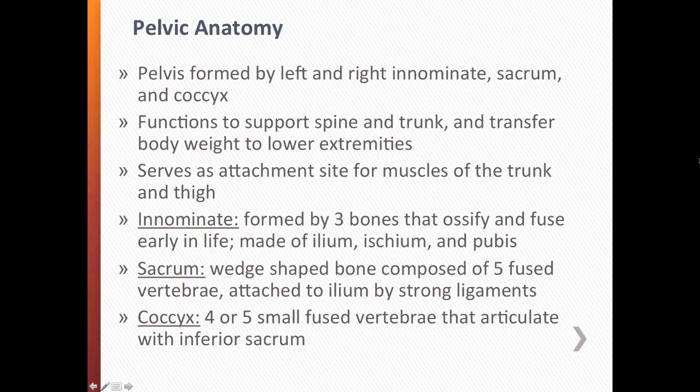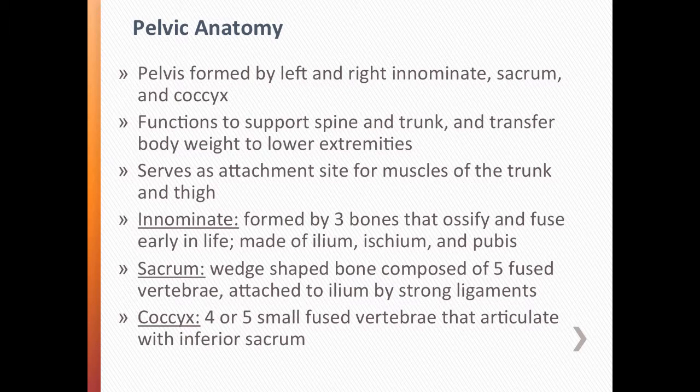The pelvic anatomy. The pelvis is formed by the left and right innominate, the sacrum, and the coccyx. This functions to support the spine and the trunk and to transfer body weight to the lower extremities. This also serves as an attachment site for muscles of the trunk and the thigh. The innominate is three bones that are formed by ossification and fused, which is early in life. It's made of the ilium, the ischium, and the pubis.